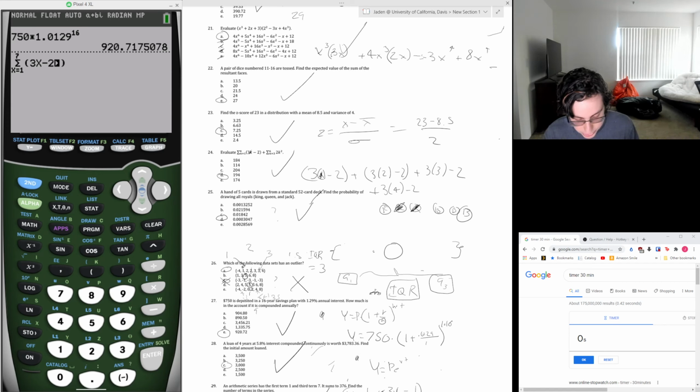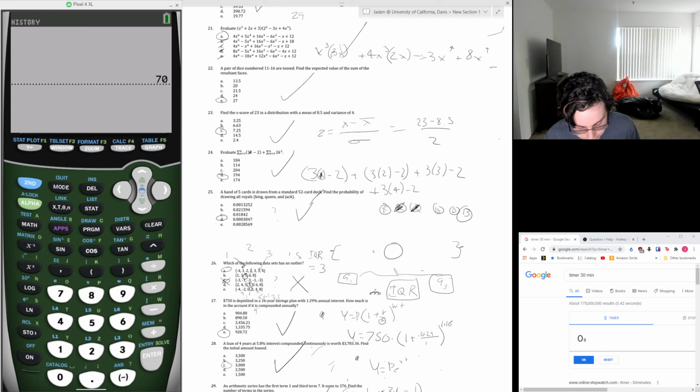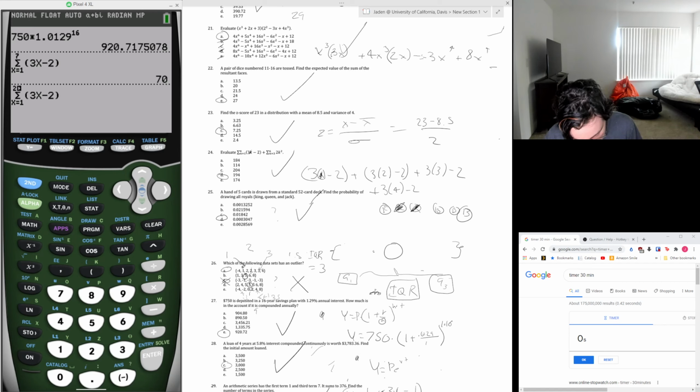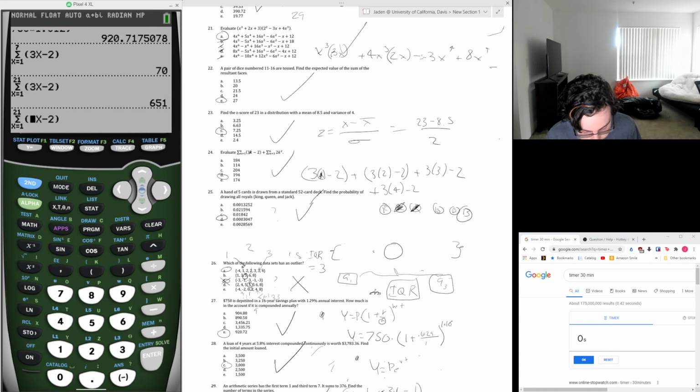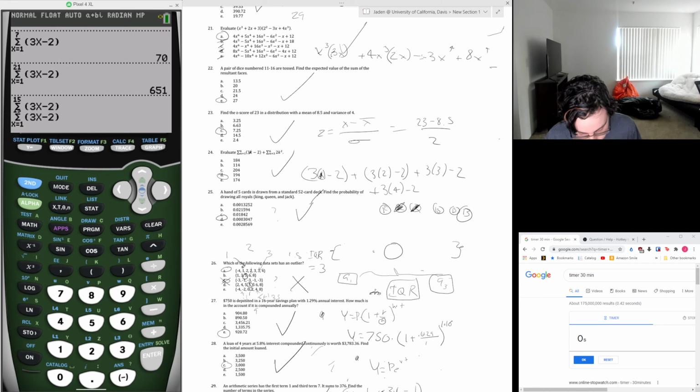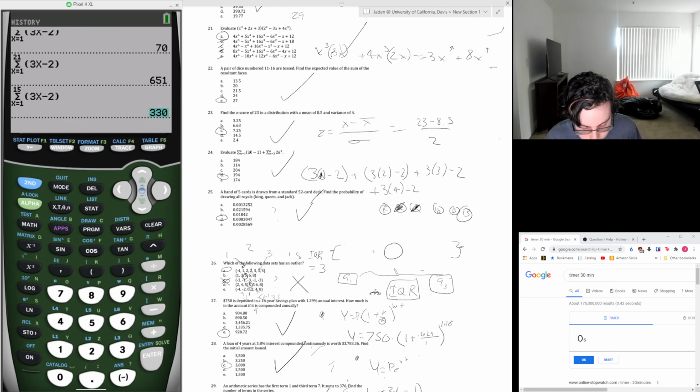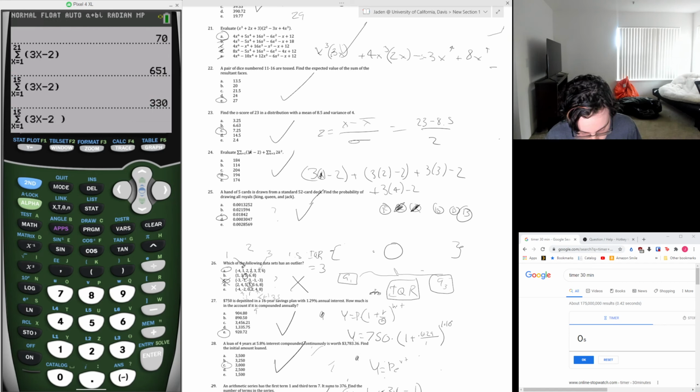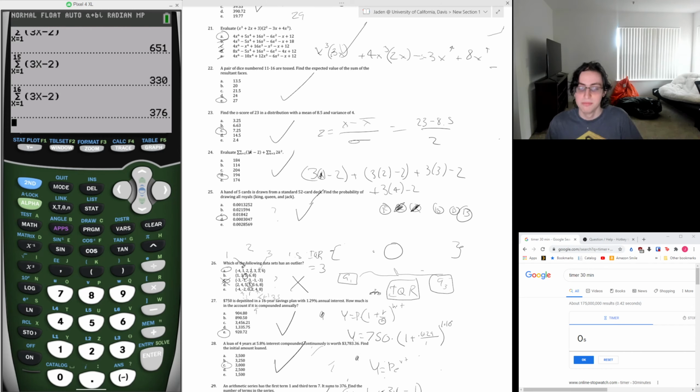So I'm just going to try out some numbers. 7 gives 70. Doesn't look like enough. Let's try upping this to 20. Can't type in zeros. I'm going to do 21. 651. That's a lot too much. 15. 330. We're getting close. Let's try 16. 376. Boom. Sometimes you don't need to know math. Sometimes you just need to know how to use your calculator.